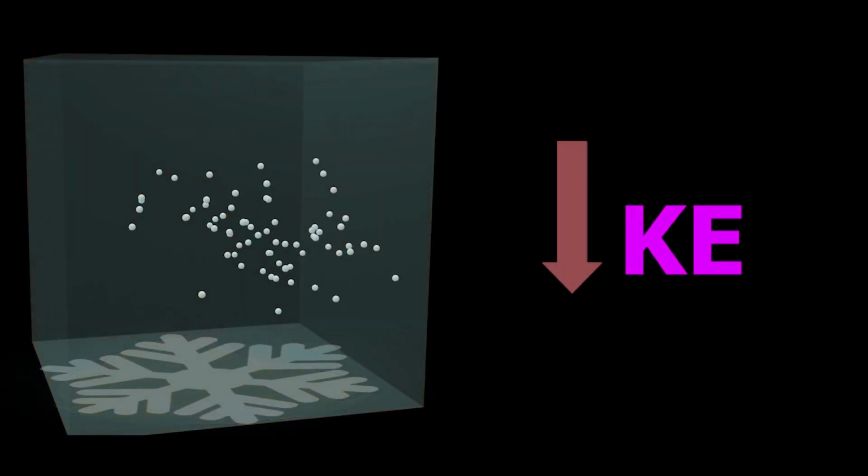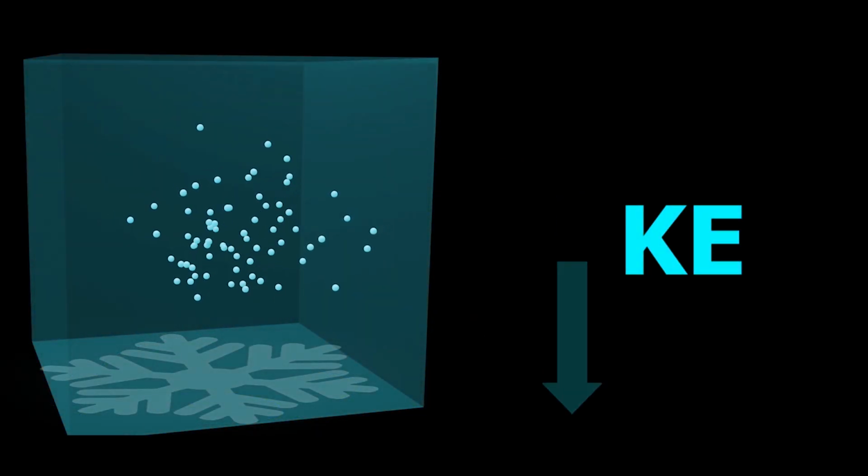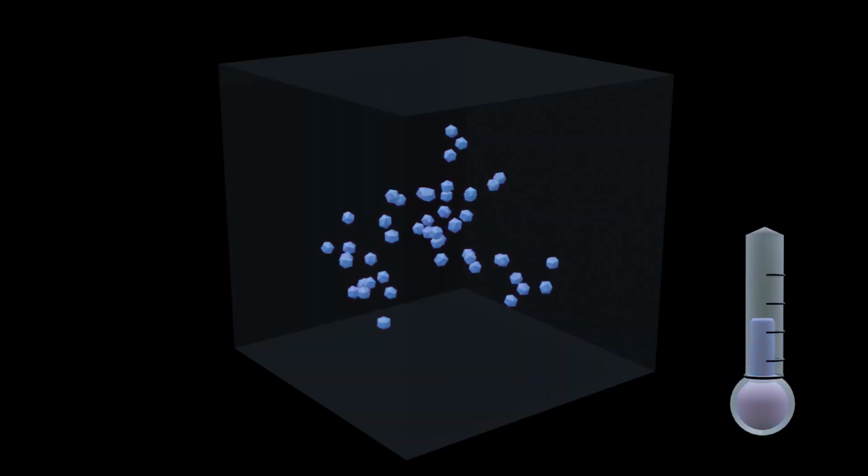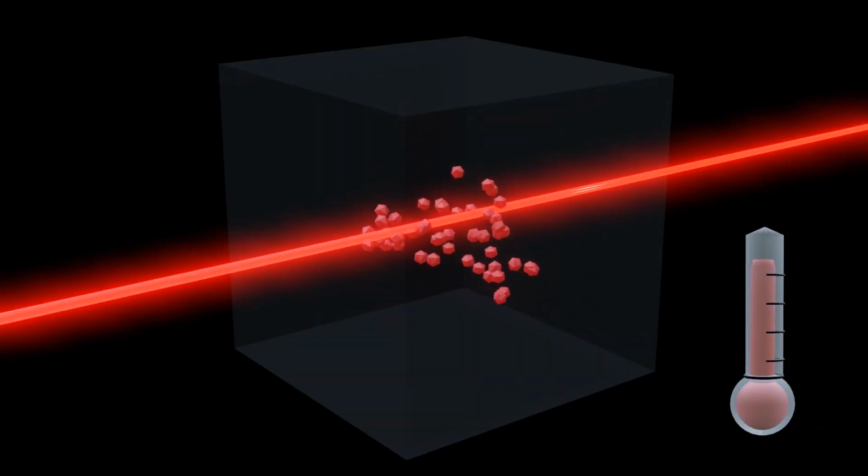After all, when we cool something, we basically decrease the average kinetic energy of its atoms. However, lasers carry energy, and as we all know, it will increase the object's temperature. So how is it possible?